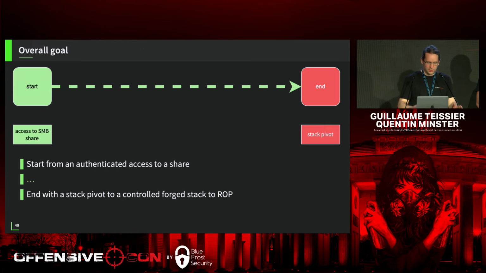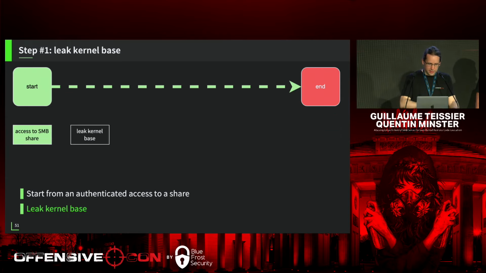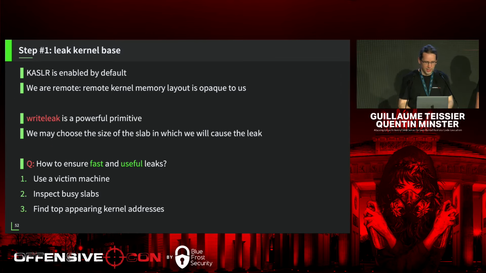So with that in mind, let's move on to the exploitation strategy. We have access to the share, and we want to end up with a stack pivot into our own ROP chain and further shellcode or whatever. The first step is to leak the kernel base, because we will need gadgets at some point, and there is randomization. To do that, we'll use write leak, so we will leak information from the slabs.